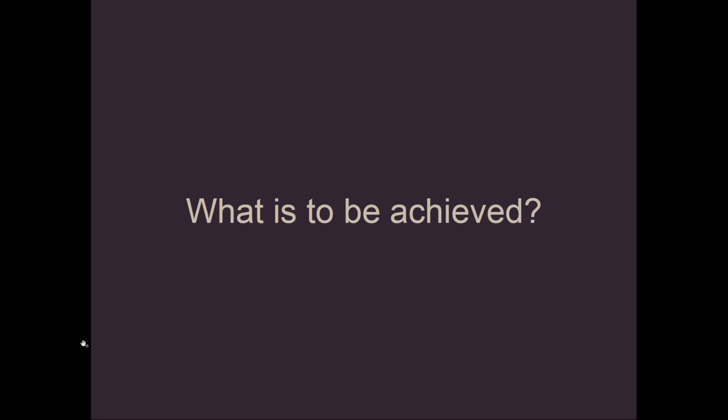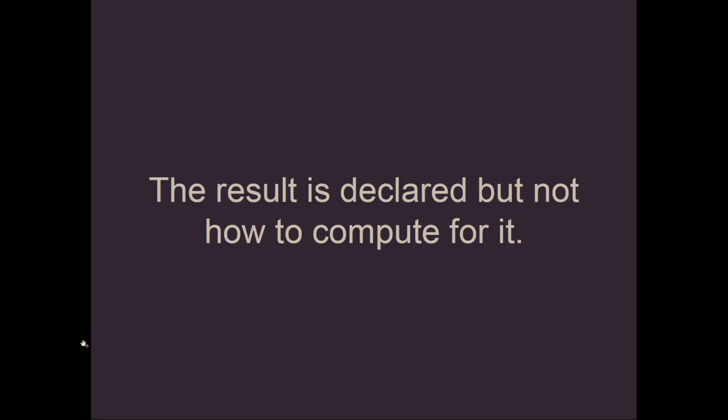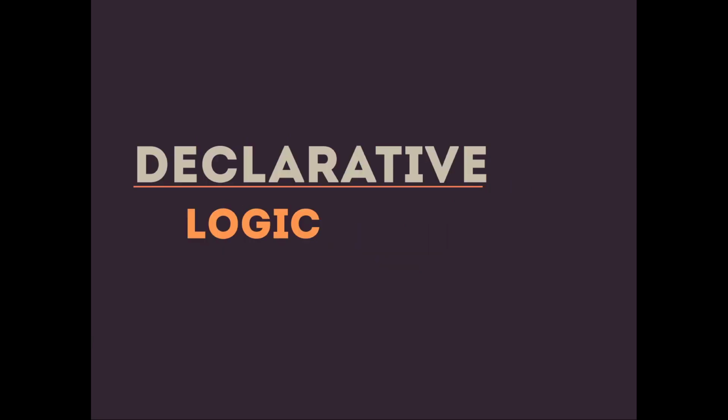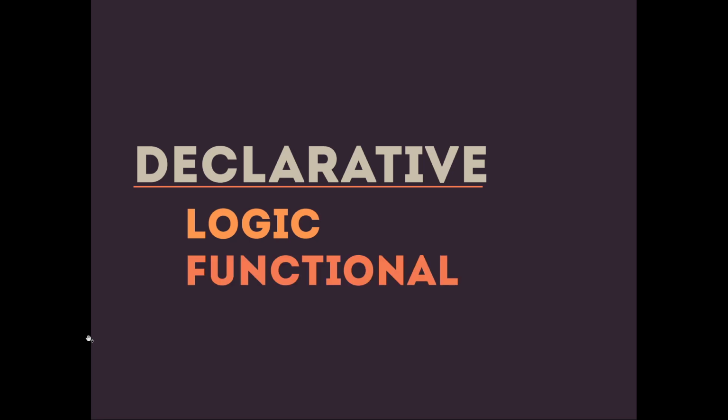Our next major paradigm is called declarative. This answers the question, what is to be achieved? Here, the result is declared, but not how to compute for it. This is mainly based on math concepts on logic, theory on functions, and relational calculus. Under declarative, we have some subparadigms. The first one is called logic, and the second one is functional.